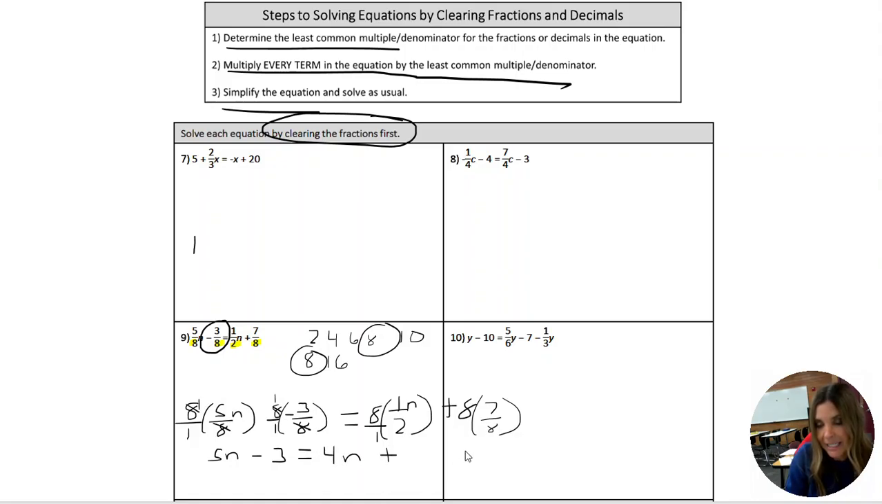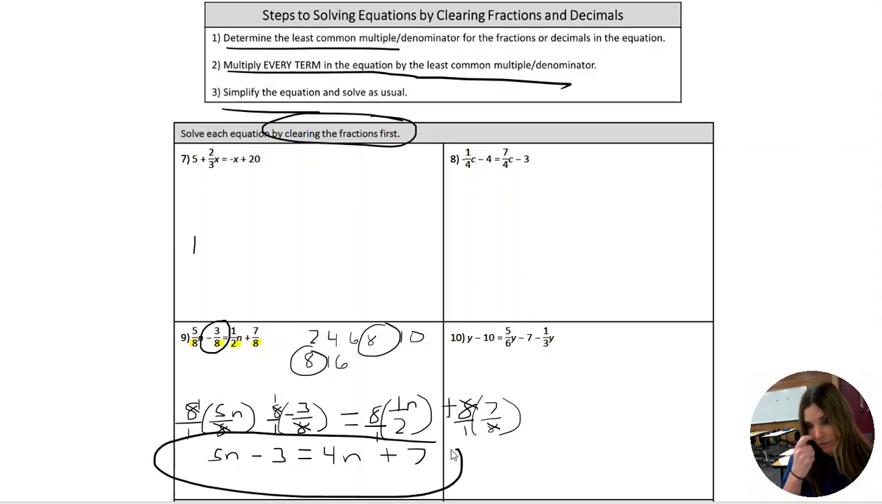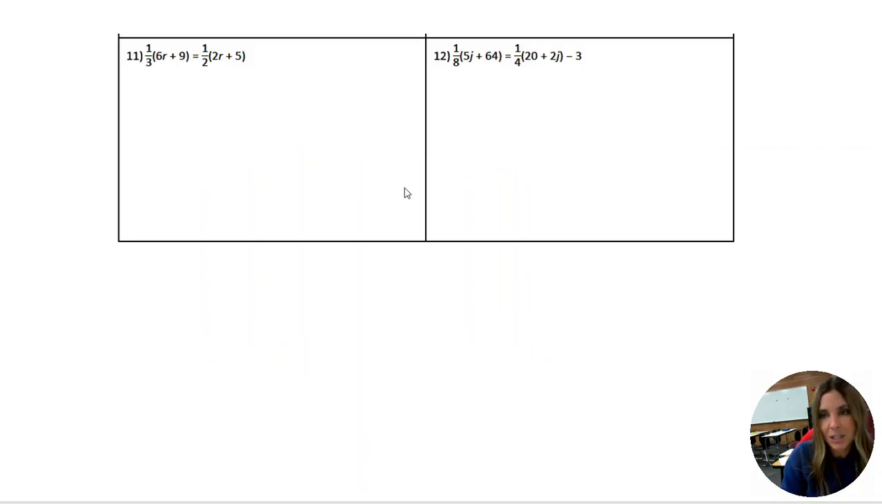And then 8 times 7/8 is really just going to cross cancel to be a 7. And then I just have this easy equation to solve that doesn't have any fractions. So let's go ahead and I'm going to show you a couple more of these, and then I'm going to have you practice some of these on your own.